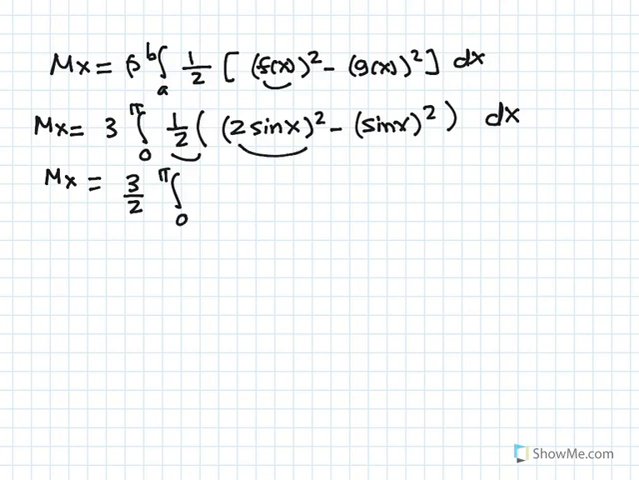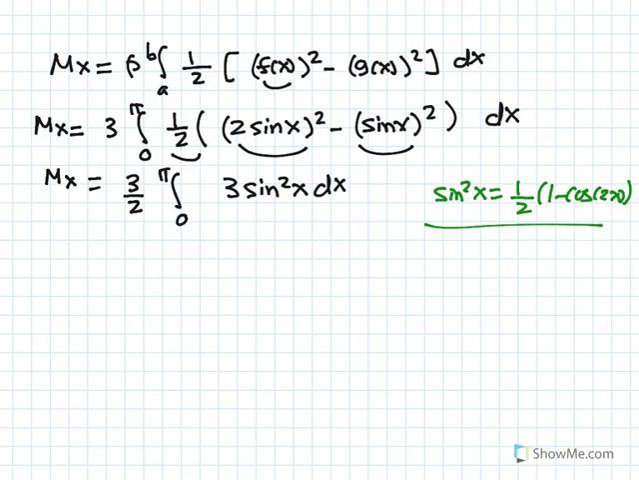Now (2 sine x) squared gives us 4 sine squared x, minus sine squared x, so we get 3 sine squared x dx. Now we can apply a trigonometric identity, the half angle formula. Sine squared x is equal to 1/2 times 1 minus cosine of 2x. Trig identity. All right, so 3 is a constant, passes through the integral. The moment with respect to the x-axis is equal to 9/2 times the integral from 0 to pi of sine squared x dx.